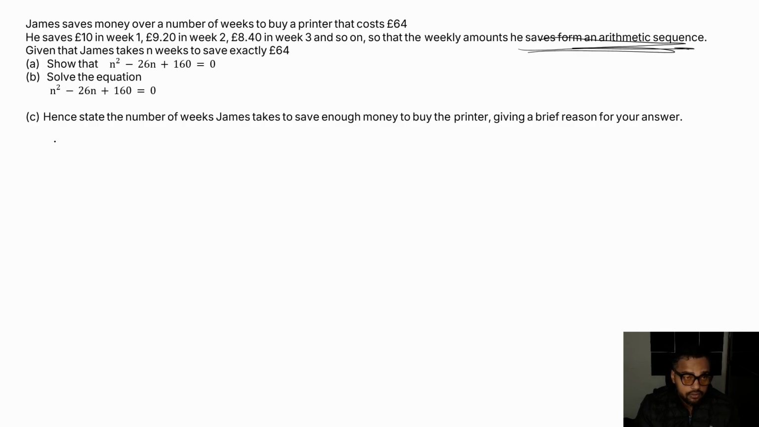In the first week it is 10 euro, and in the second week it is 9.20 euro. In the third week it is 8.40, and so on. The first term is 10, the second term is 9.20, the third term is 8.40. So the common difference we need to find is a2 minus a1. The second term is 9.20 minus 10, which equals negative 0.8. Okay, this is the common difference.